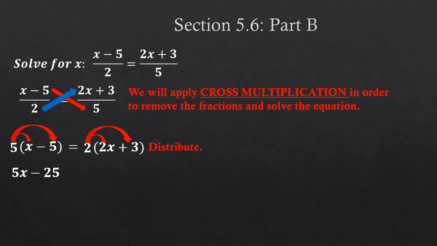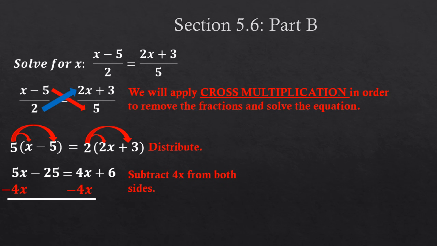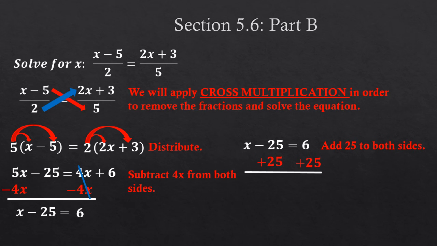5x minus 25 is the result, equals 4x plus 6. Begin solving for x by subtracting 4x from both sides of the equal sign. x minus 25 equals 6. And then add 25 to both sides to finally solve for x. Therefore, x is equal to 31.